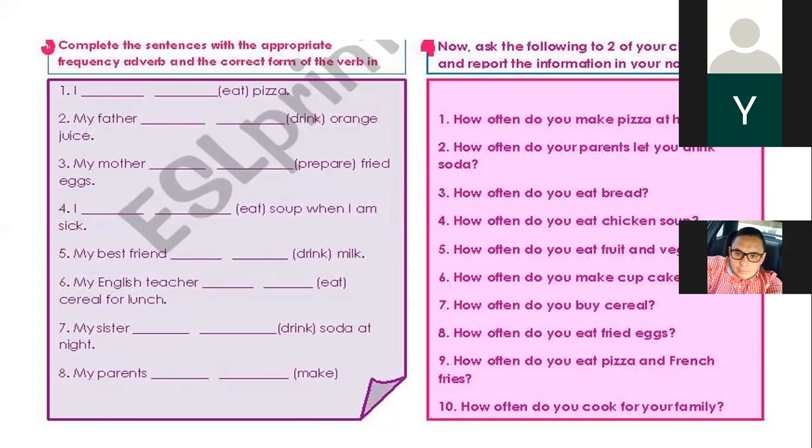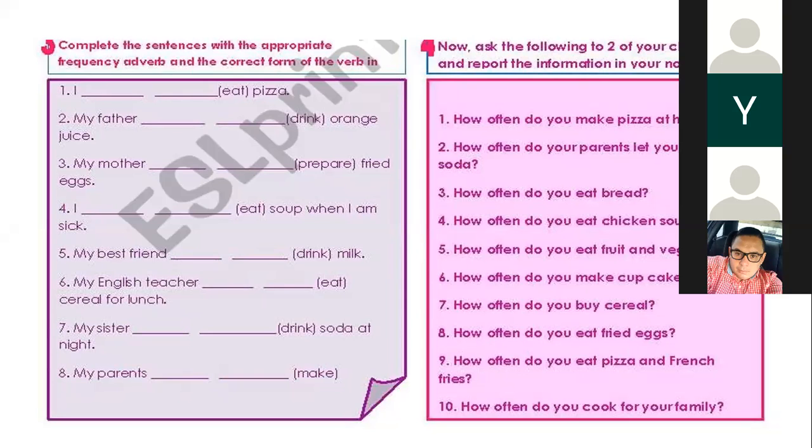Okay, let's see who else. I don't know if Yanari's team, el equipo de Yanari, ya pasó? No. Okay, please, go ahead, my dear. Okay, Vicky. Yanari and Vicky. And Adonai. Okay. How often do you eat fruit and vegetables? Well, I always eat fruit and vegetables for lunch. That's good. Now you ask, Adonai. How often do you cook for your family? I sometimes cook for my family.